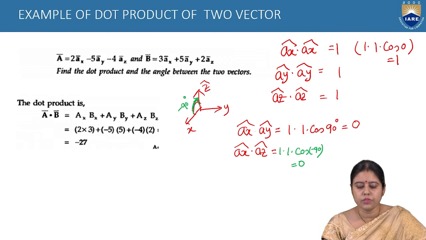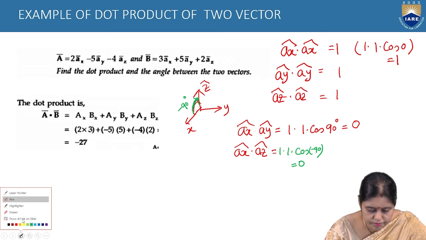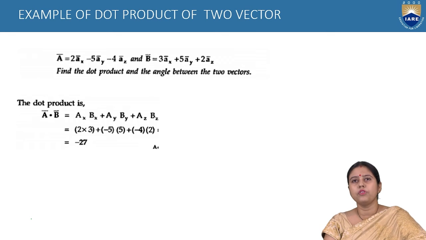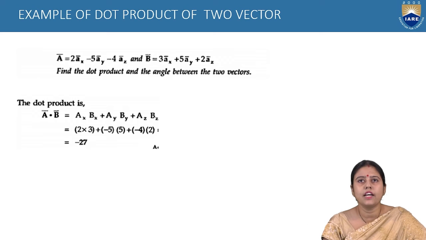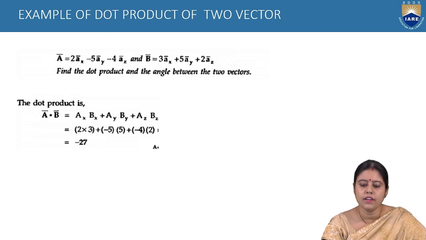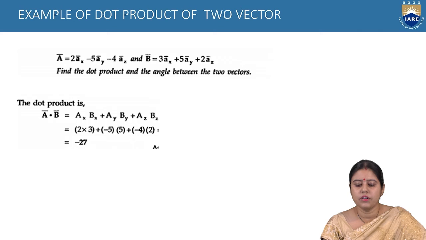So for the dot product, what will we do? The x term will be multiplied with the x term, the y term with the y term, and the z term with the z term. 2 into 3 means 6, minus 5 into minus 5 is 25, minus 4 into 2 is minus 8. So it will come to minus 27.